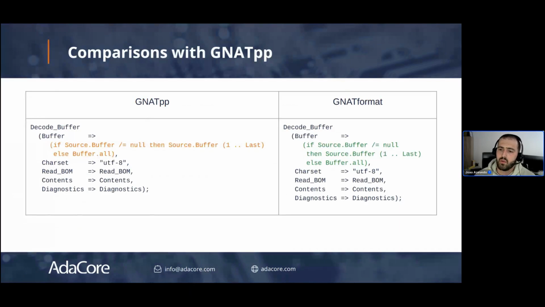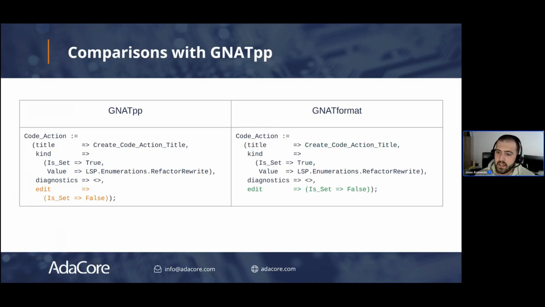I'm now going to show you a couple of examples where GNATformat does a better job compared to GNATpp. In this first one, we have an if expression where we decided that the style that we want is to have each part of our if expression on its own line. This was something that we could never achieve in GNATpp, but it wasn't really a challenge for GNATformat.